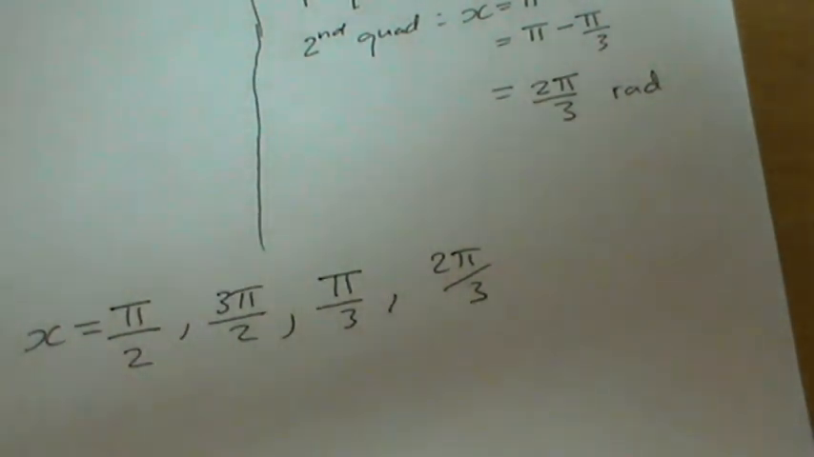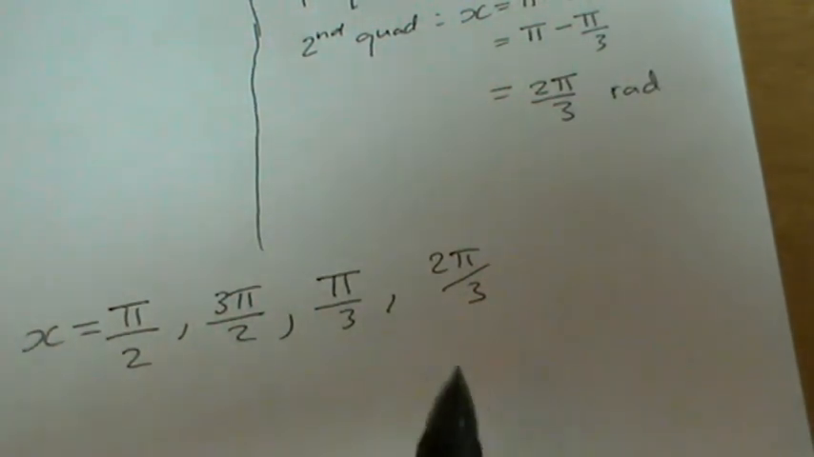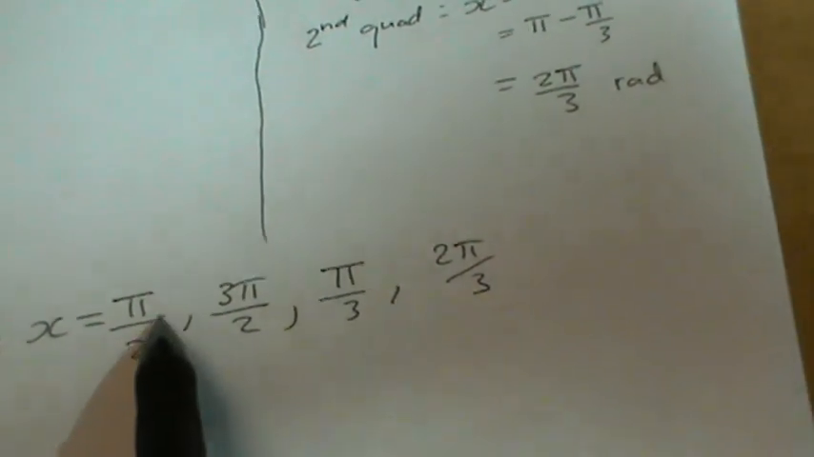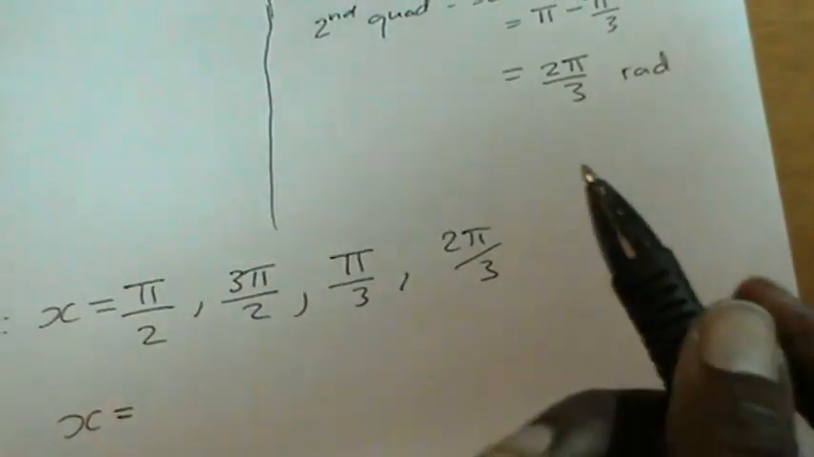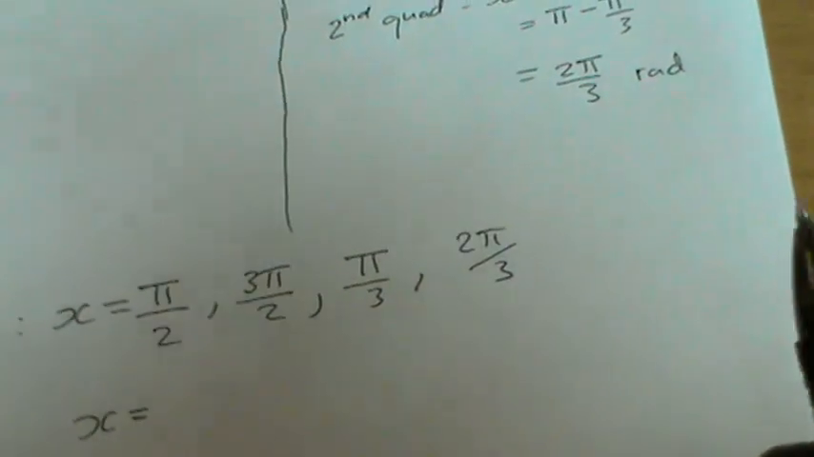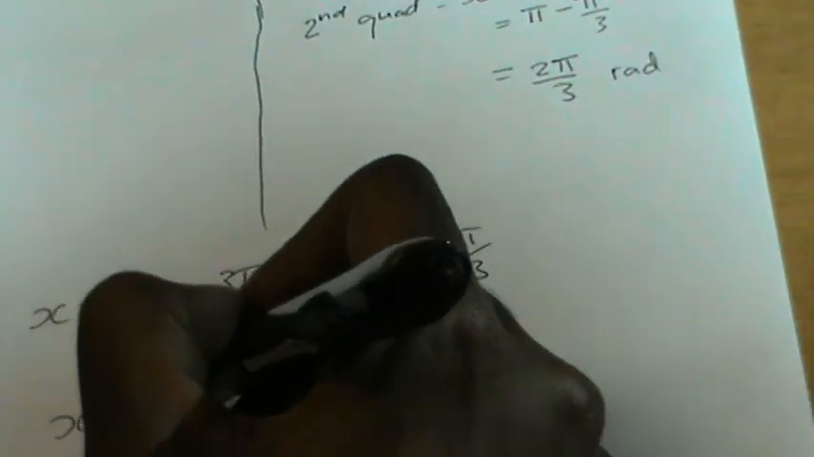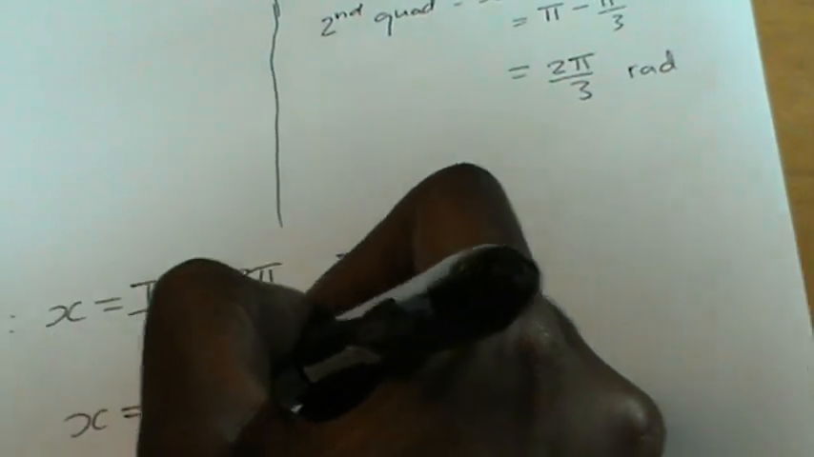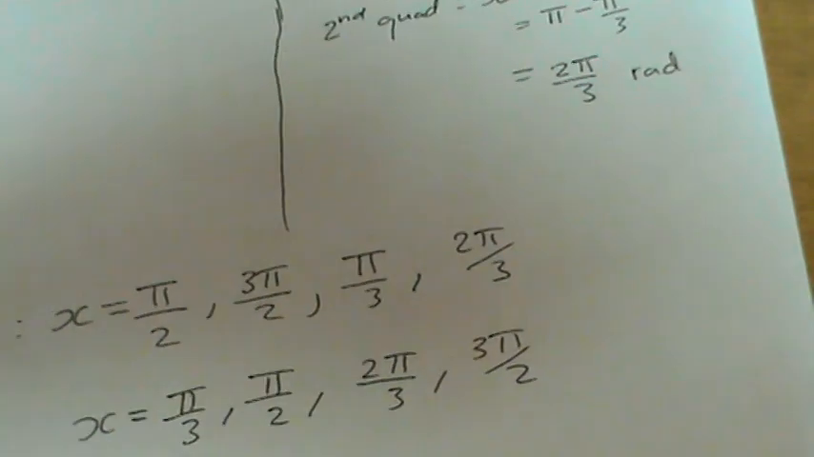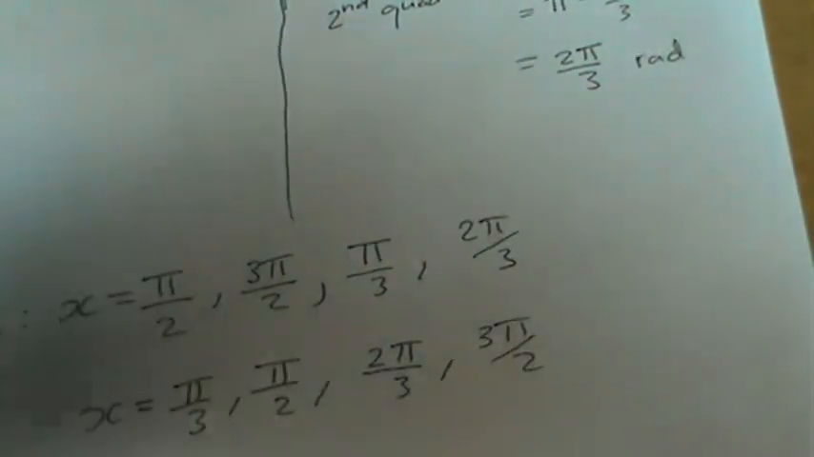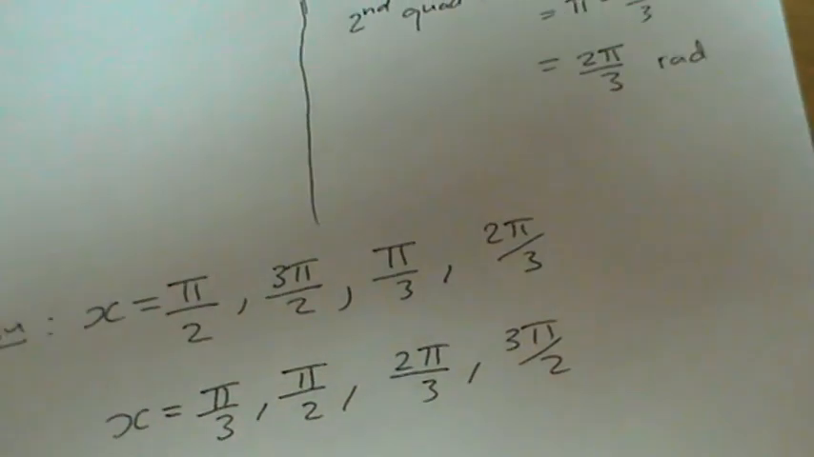I think it's helpful to list them in increasing order. So you will start with pi over 3, pi over 2. Let me just write that. It's always helpful for somebody marking it if you write it that way. So it's pi over 3, then pi over 2, then 2 pi over 3, and then 3 pi over 2, just so that it's easier to mark. But just like that is also fine.